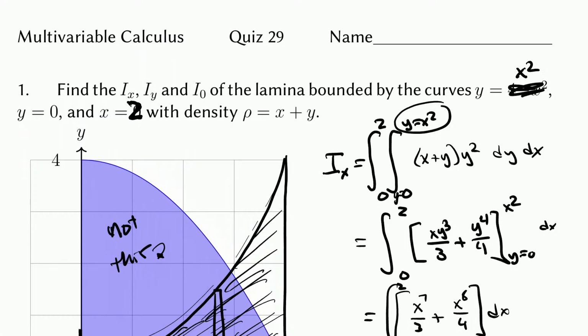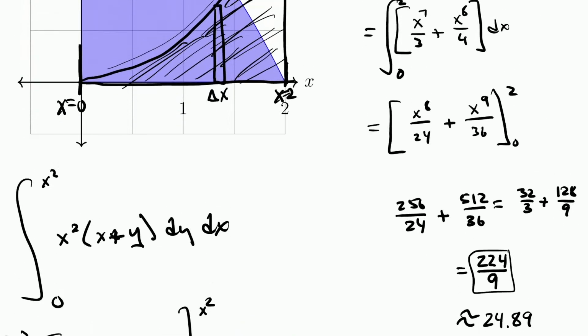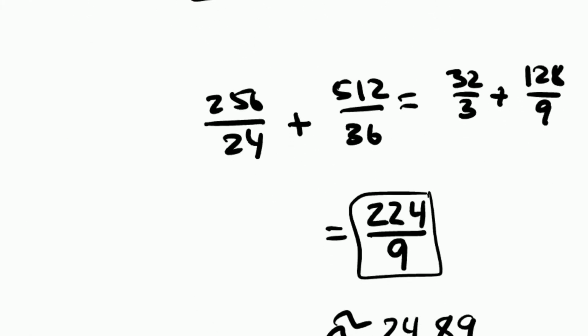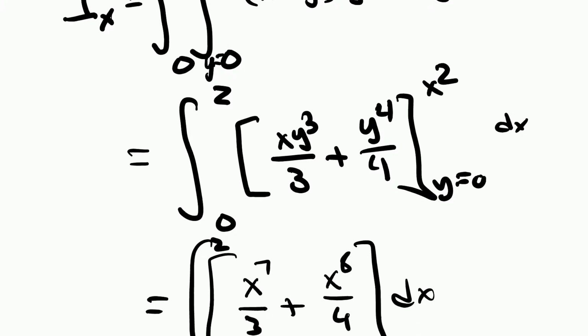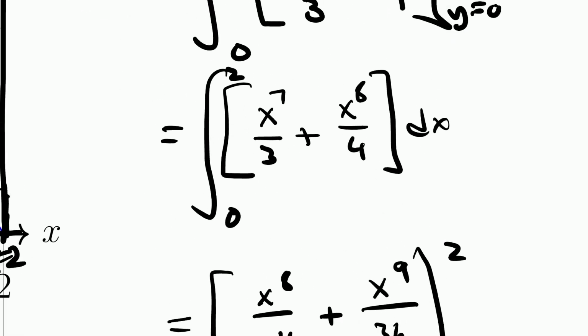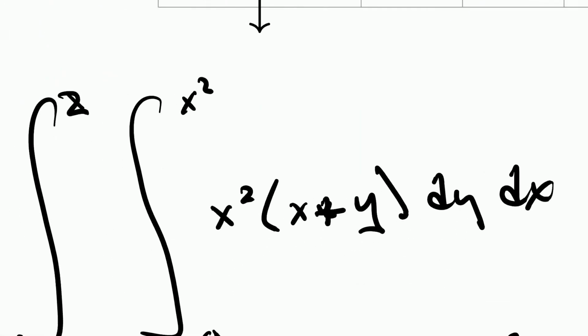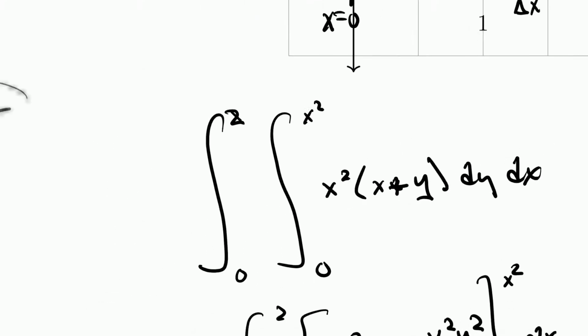Anyway, getting back to this, I'm pretty sure I got the moment about the x-axis correct because it compared well with many of you. So let's go through this briefly. Okay, good. Here's my answer. It's 224 over 9, which is the same as about 24.89. So this is after a bunch of work, you can see. Good enough.